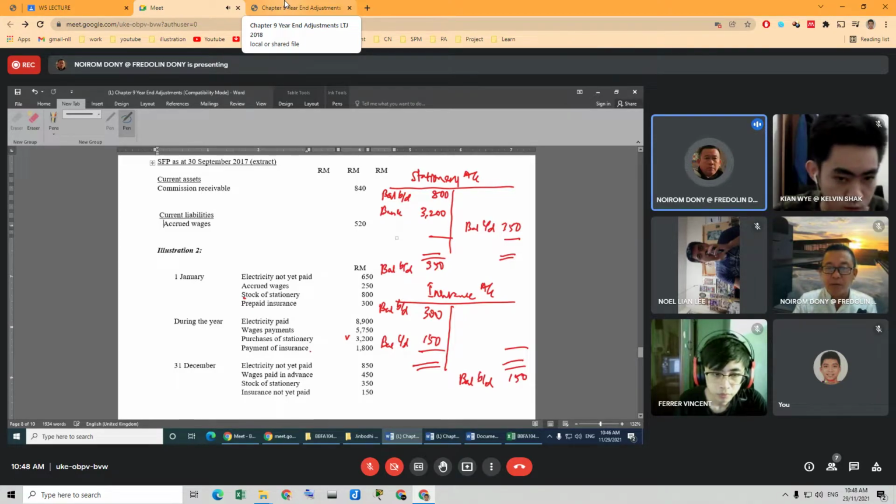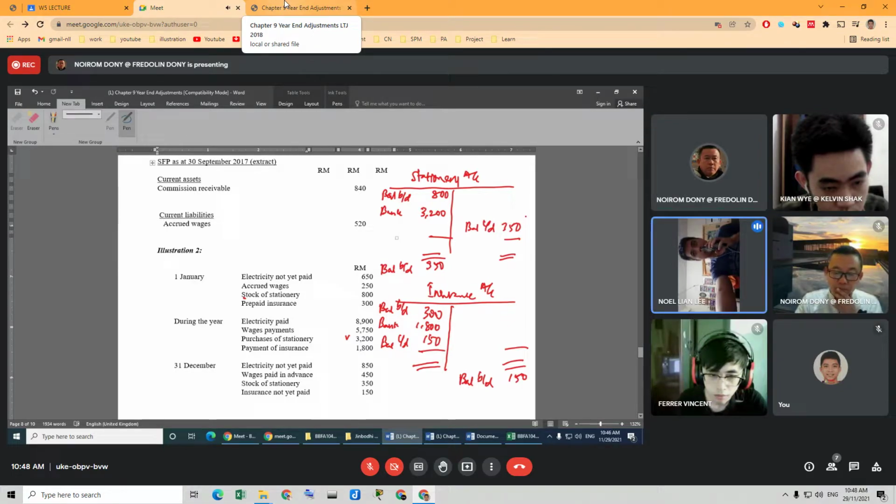Next one, payment of insurance. Same thing. We credit bank, so the corresponding entry must be debit. So 1,800. So bank. So far, are you following? Can you understand?